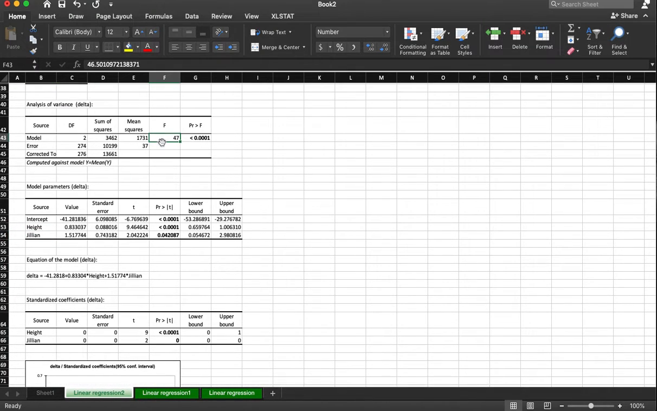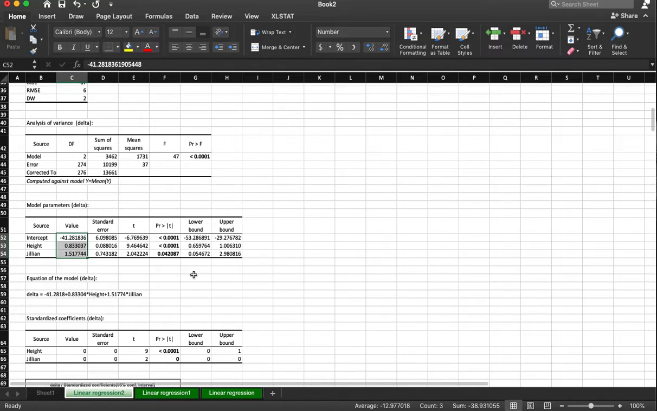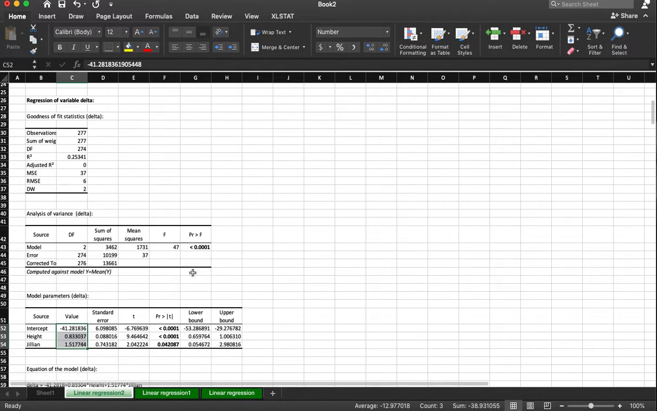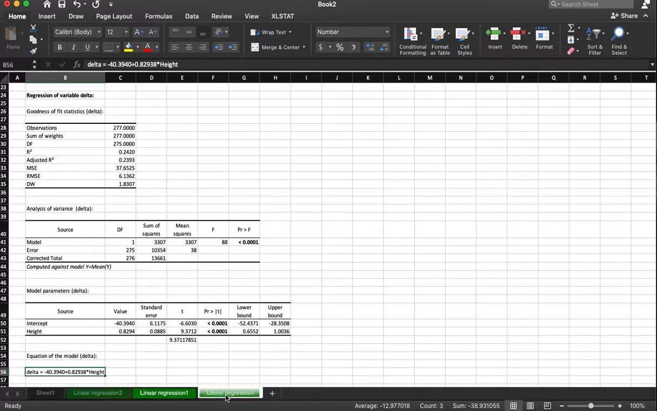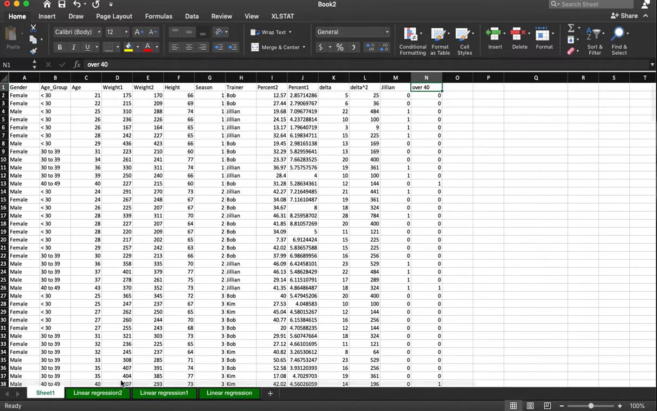We can see our F value is very high again, so the whole model makes sense. These values are unlikely to be 0 altogether. All right, so that was regression, simple linear regression with one variable and then with two variables.